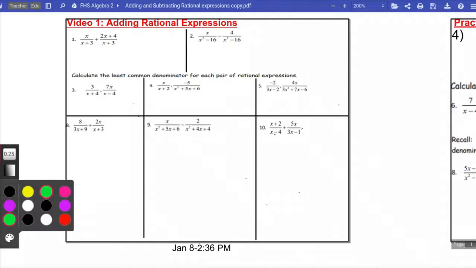All right, what are we learning today? So here's what we're learning today. Today you'll be diving into adding rational expressions, right? Well, you're actually adding and subtracting, not only adding. All right, so be ready to take notes because it's going to be an interesting ride.